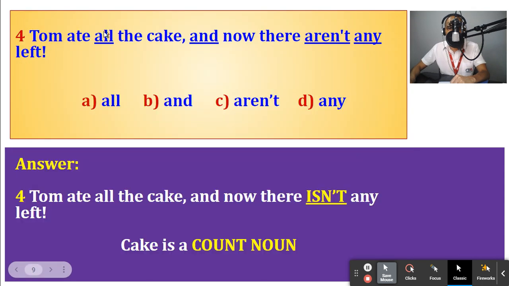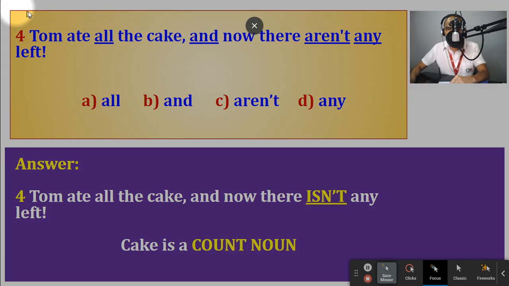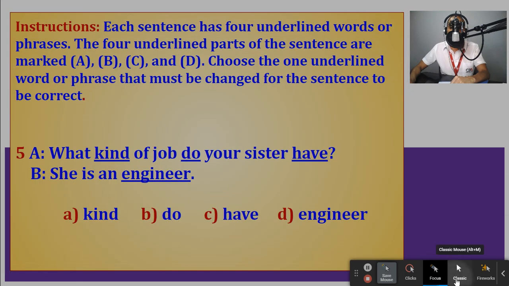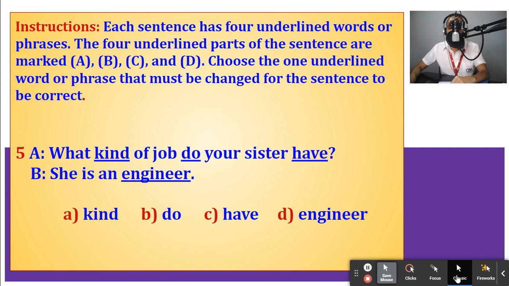Okay, let's see. Well, here in number 4, it says, Tom ate all the cake and now there aren't any left. In this case, the mistake is letter C. Aren't is wrong. Why? Cake is a count noun. Since it's a count noun, we have to use isn't. Isn't is the negative form for singular, in this case, cake. Let's move on to number 5. Okay, now read the conversation and find the mistake, please. You have 20 seconds.